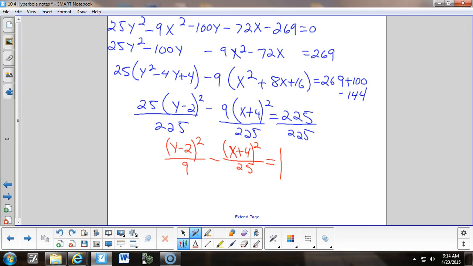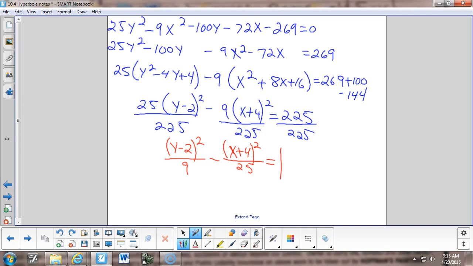In which direction does this open? Left, right, or up, down? Up and down, because the y's come first. The center is at -4, 2. Keep in mind, x is with the x, y is with the y. It's real easy to think, oh, x's are always on the left and the y's are always on the right. It's not in this case. They're reversed.